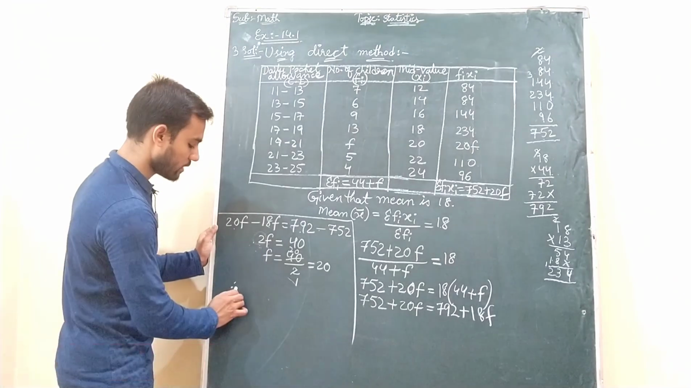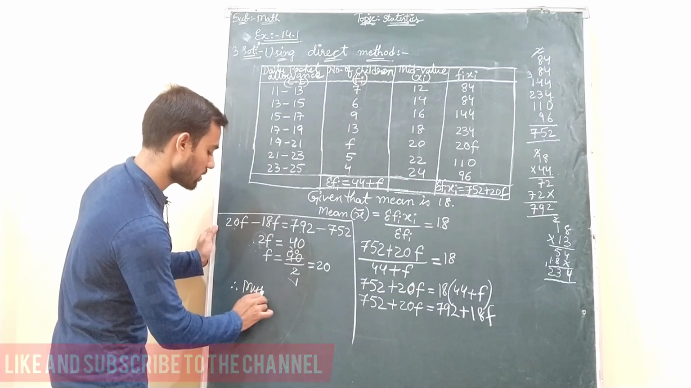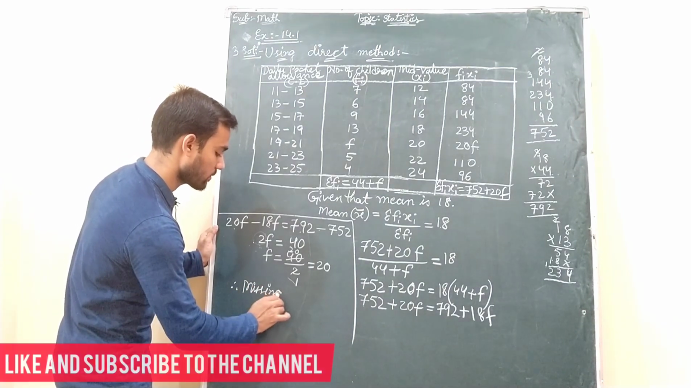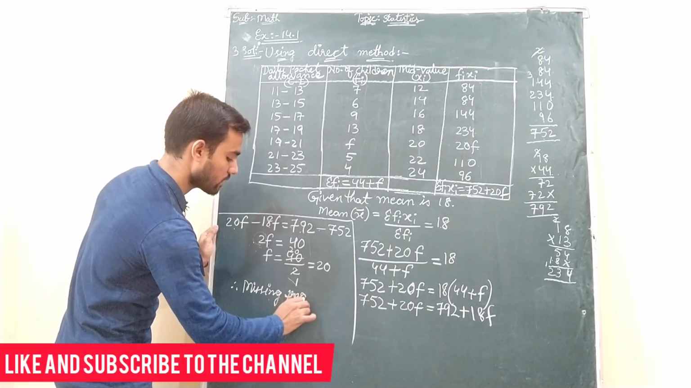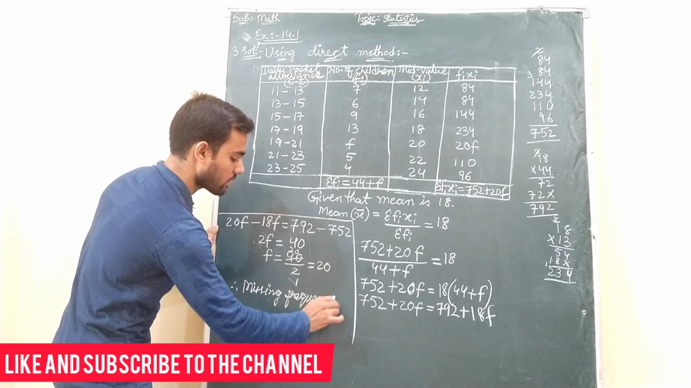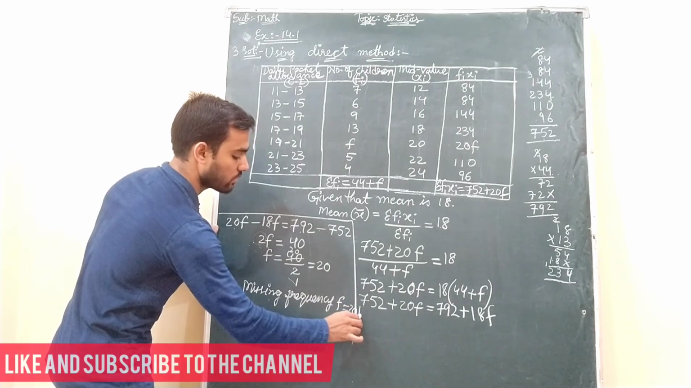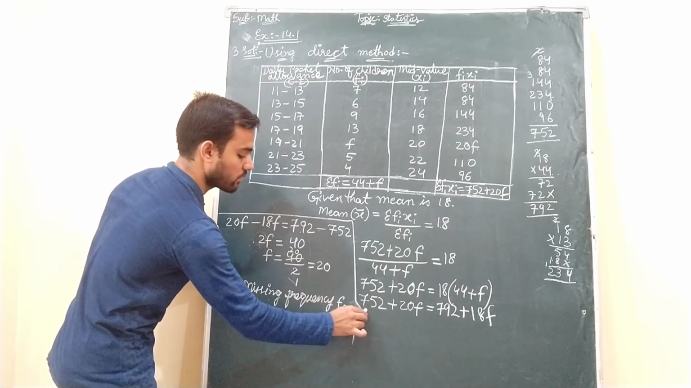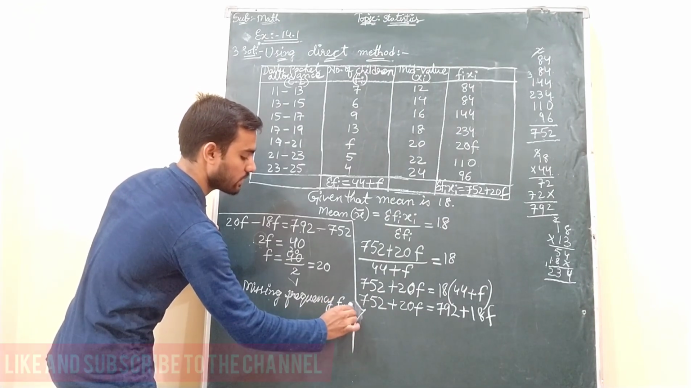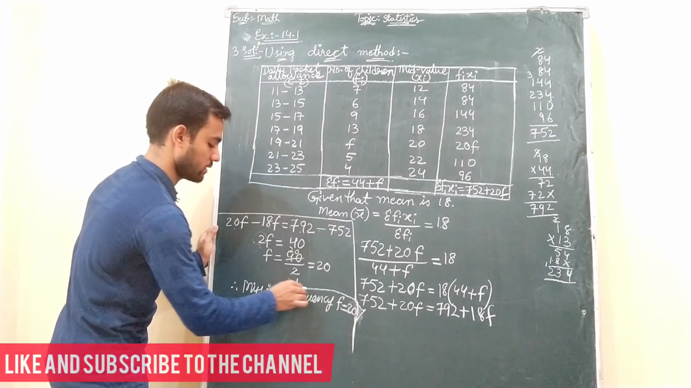So at last you will write, therefore missing frequency f is equal to 20.